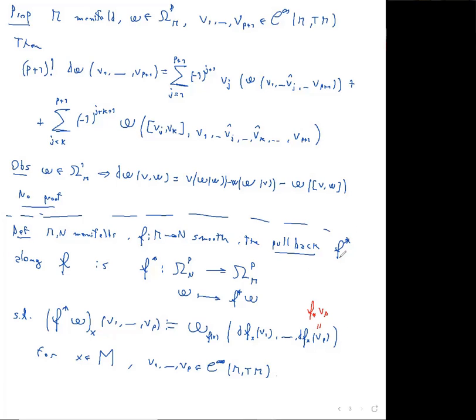So the top one is the pullback, the bottom one is the push forward. But I'm not really familiar with this notation. I know it's used other ways as well, so I'm never going to use it.